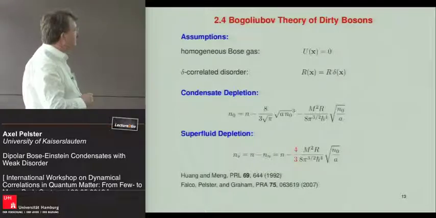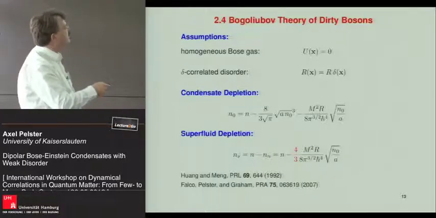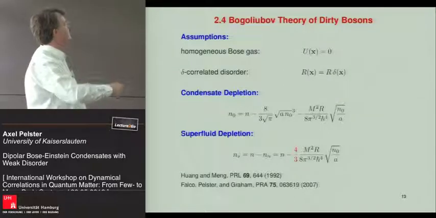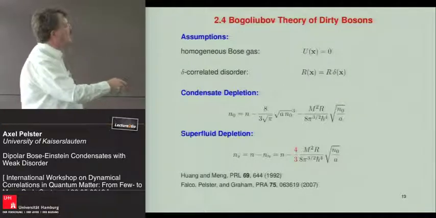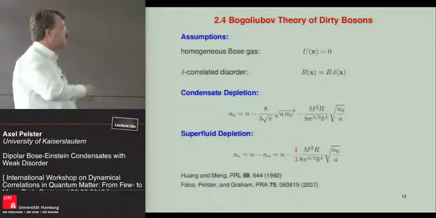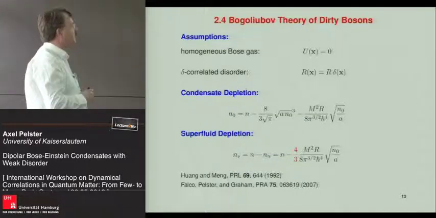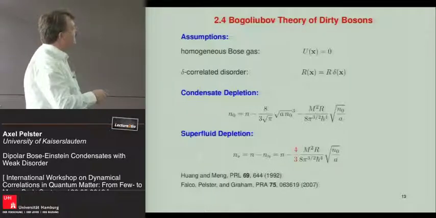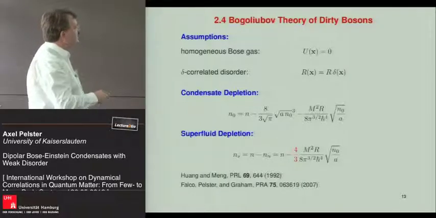And I would just like to go briefly through the results. For the most simple case, that we have a homogeneous BEC, we have delta correlated disorder, which is experimentally not accessible, but a nice theoretical model. And the result here is that one has a condensate depletion.